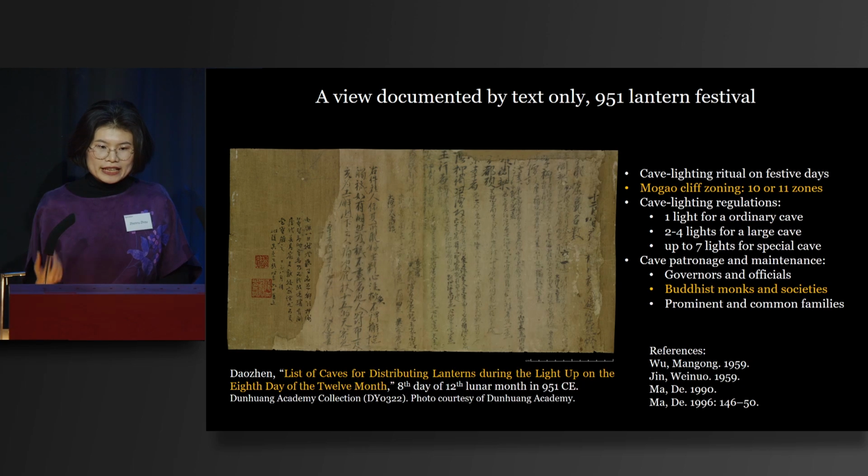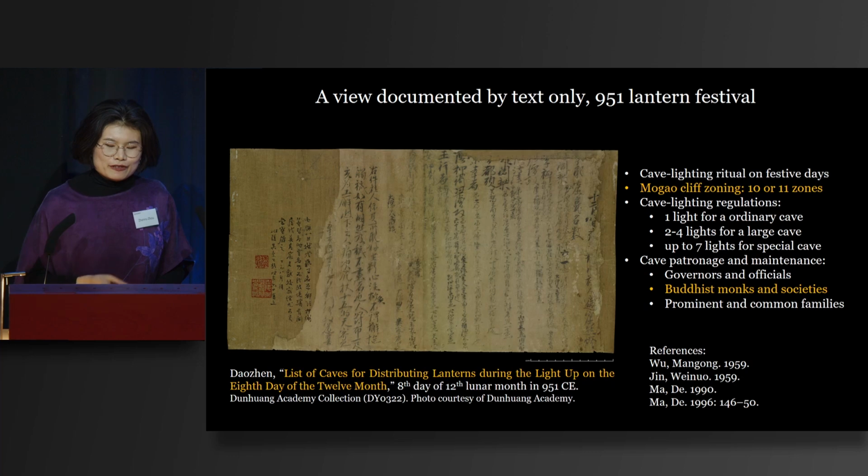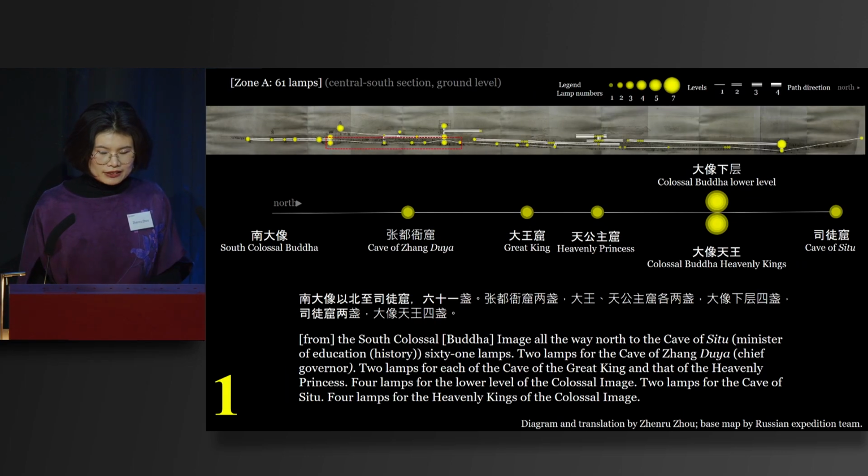sectioned into 10 or 11 sections, and then during the festival, lights, from 1 to 7 lights, will be used to light every cave in this 500-cave complex. And the preparation for the lighting during the Laba festival was under the supervision of the Buddhist monks, and it was conducted by the Buddhists.